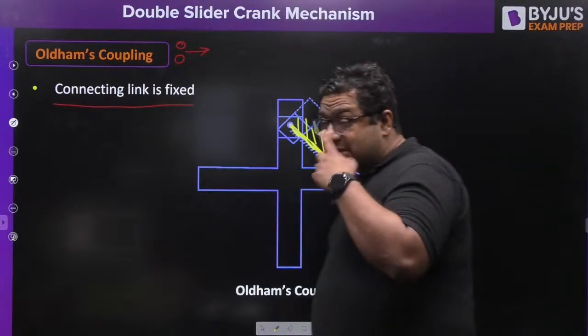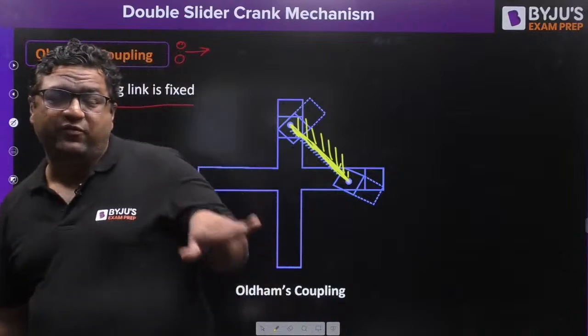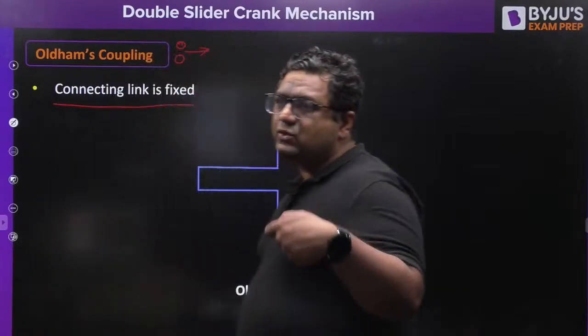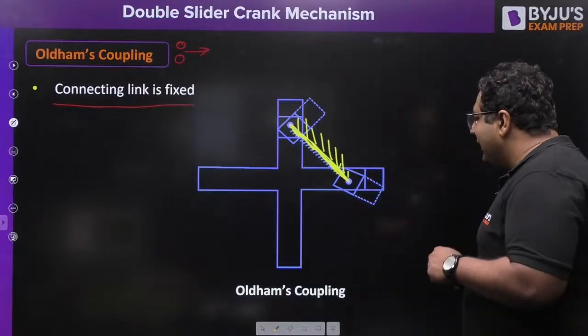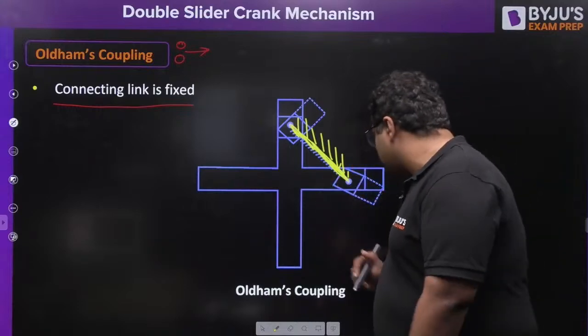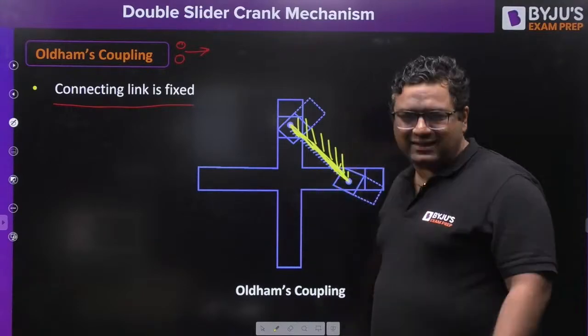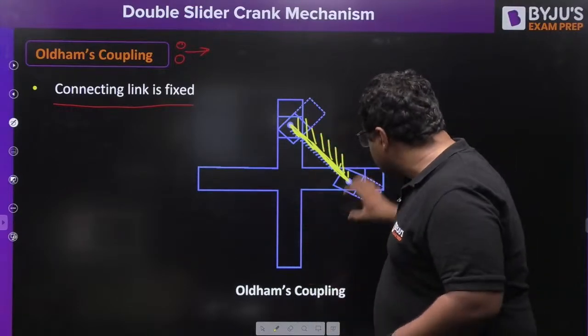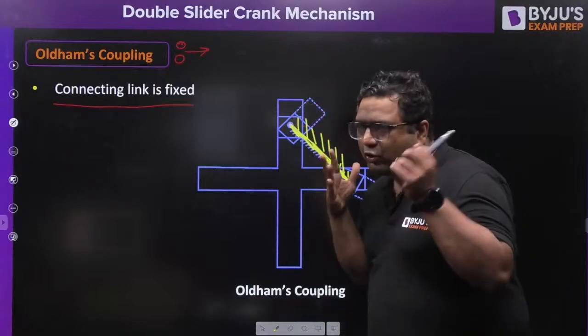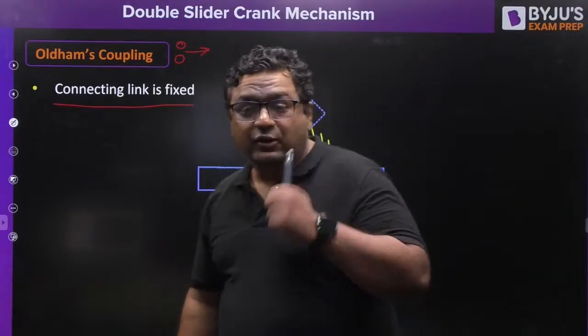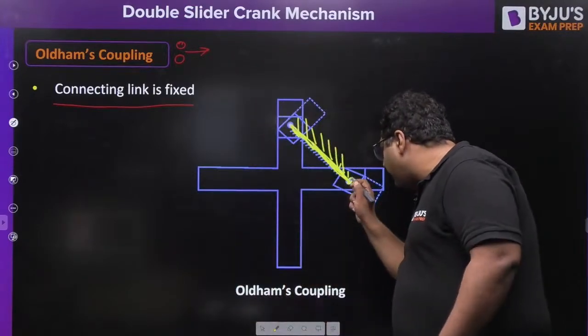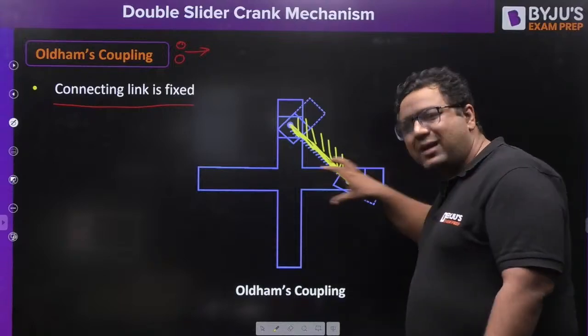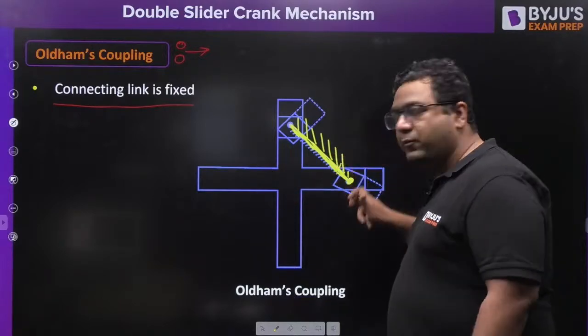So my dear, when this coupler is going to be fixed, then these sliders cannot translate, because if this link is fixed, the sliders joined to it are also fixed. They can also not move. But you forget, my dear, here is a turning pair. They cannot translate, but they can rotate at their own position.